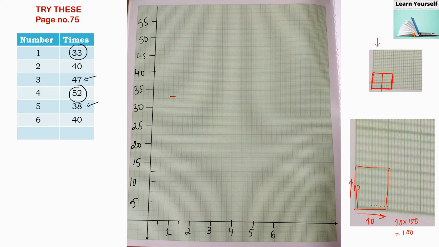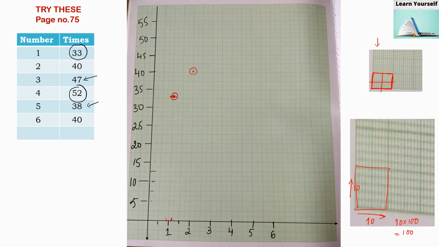I am going to mark 5 lines horizontally and then join it with the scale over here. So 2 lines towards this side, 2 lines towards this side and 2 lines towards this side. I will count it and join it. So this is my first observation, that is 33. Then number 2. Number 2 is 40. The observation is going to come here.